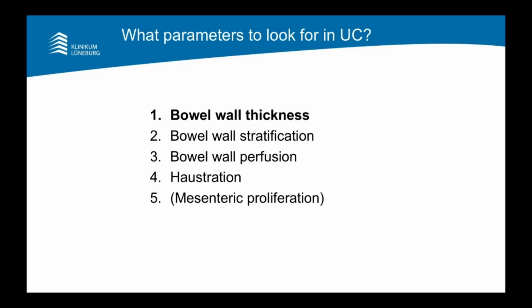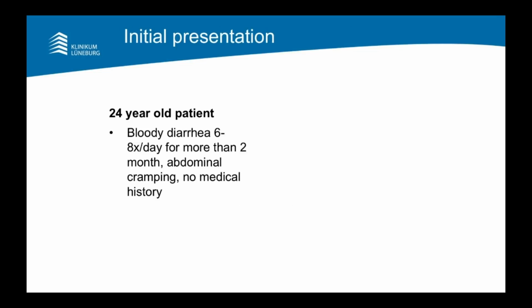But before we start, the question is, what parameters do we actually look for in UC when we apply intestinal ultrasound? There are a few parameters, fewer than in Crohn's disease. First, it's bowel wall thickness, and that's the main parameter, as you will see later on. Secondly, bowel wall stratification, bowel wall perfusion, haustration or loss of haustration, and maybe mesenteric proliferation, though we don't have too much data on that yet. Now, first, initial presentation.